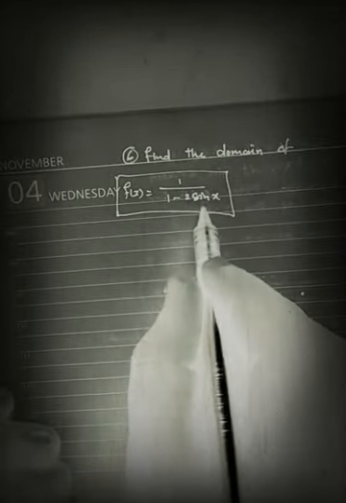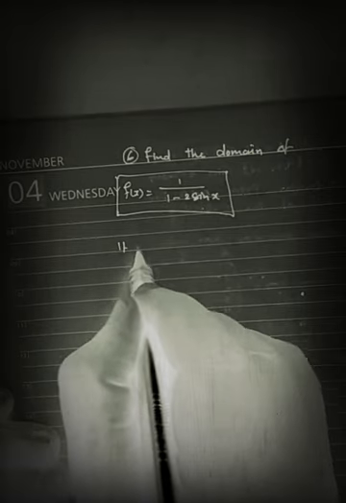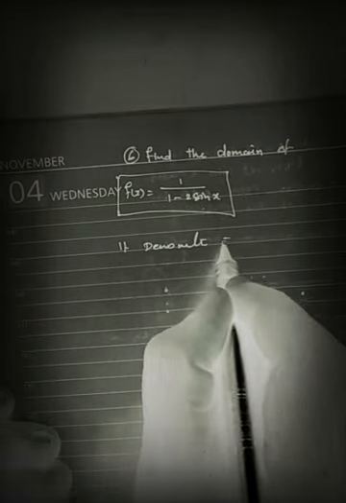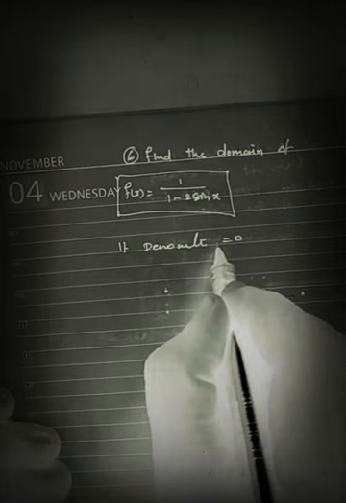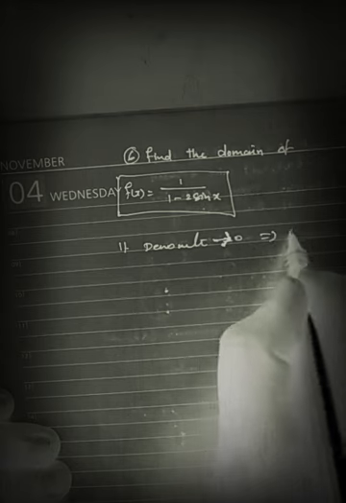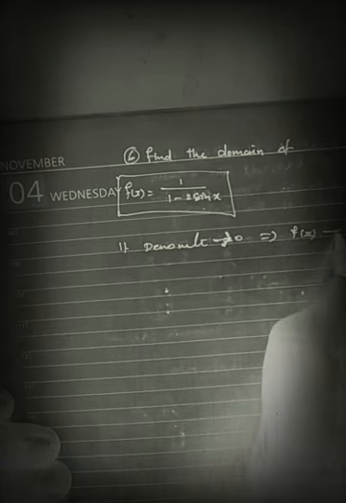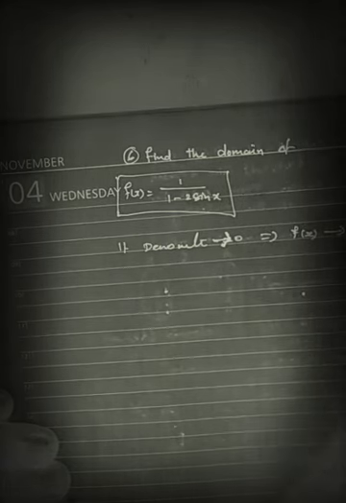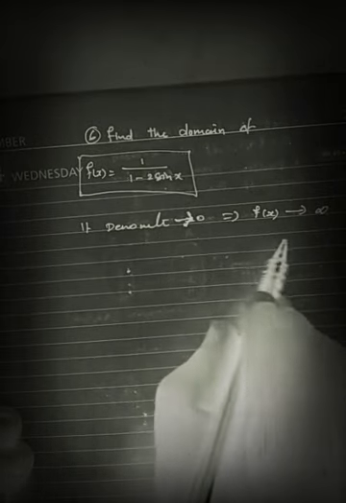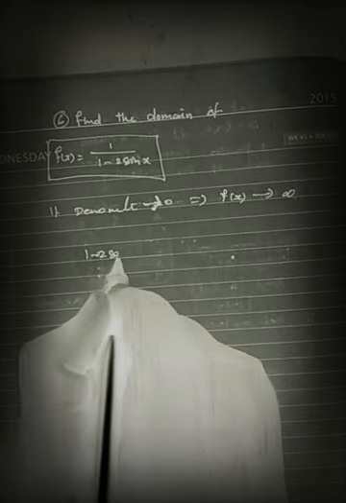If I put 0 here, what will the answer be? If the denominator goes to 0, which implies f of x will turn to not defined. So that is the thing here. If your denominator turns to 0, then f of x will turn to not defined. So therefore what will come? 1 minus 2 sine x, the value should not equal 0.